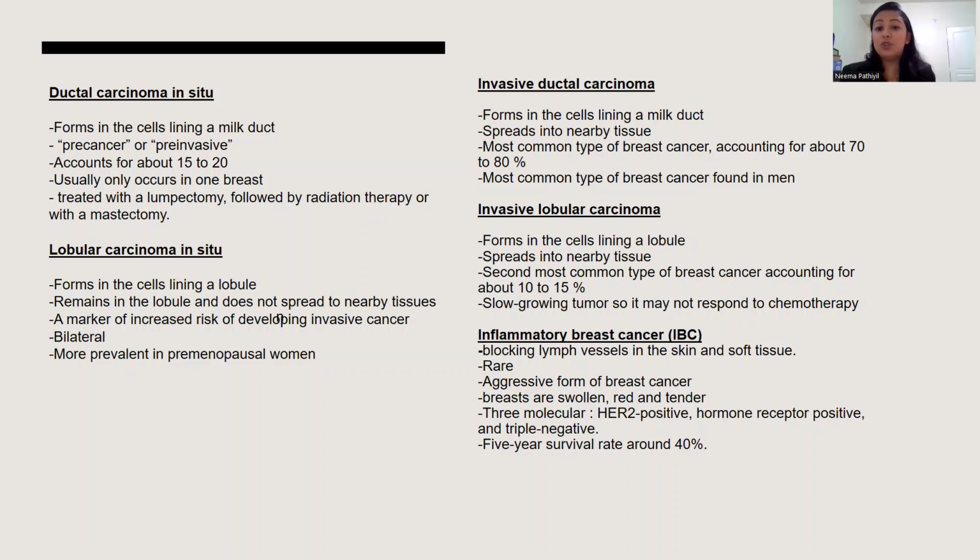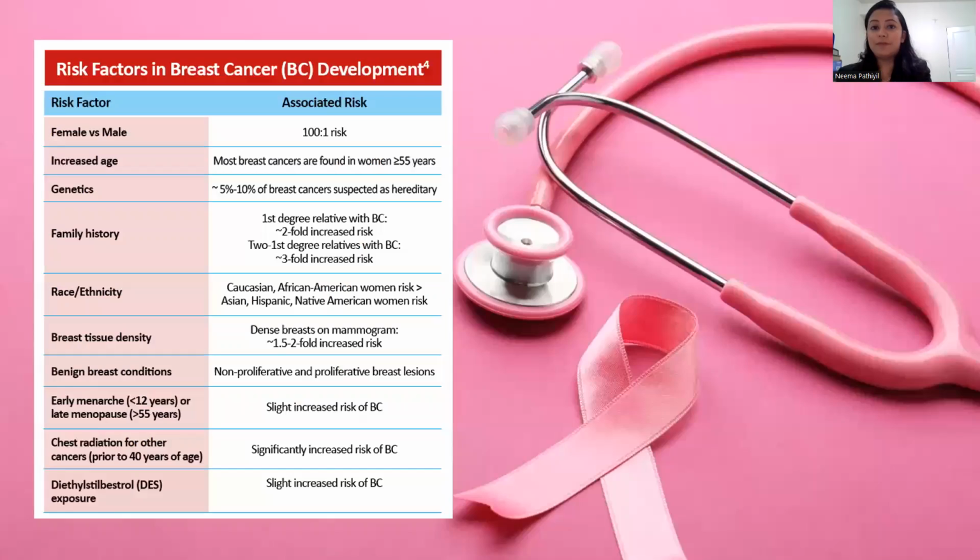People with inflammatory breast cancer will usually be HER2 positive if they do blood tests, and they have a very low prognosis. The 5-year survival rate is around 40%, again depending on the stage at which the breast cancer was diagnosed.